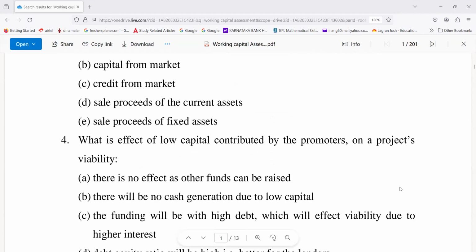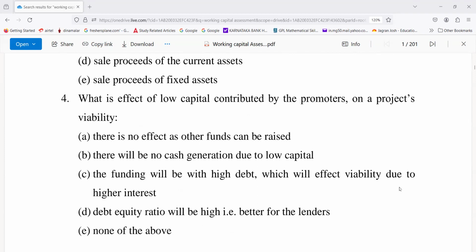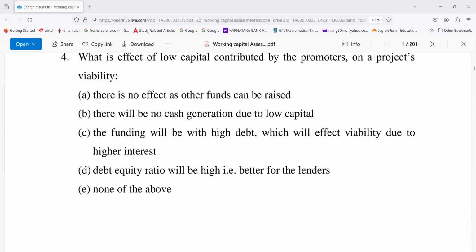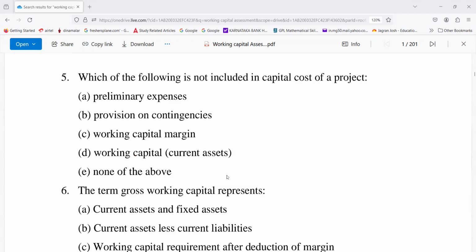Number 4, what is the effect of low capital contributed by promoters on a project's viability? The answer is C. The funding will be with high debt, which will affect the viability due to higher interest. Because he is bringing less amount, more amount has to be borrowed, and the interest on that will be more.